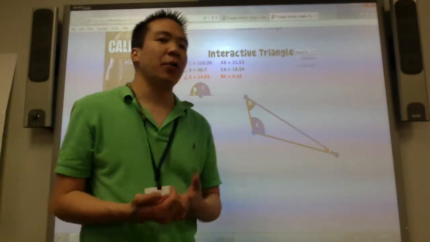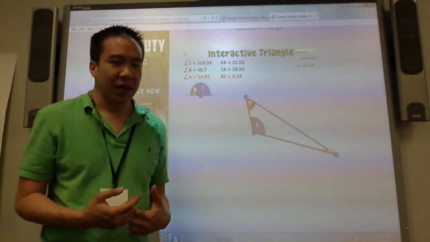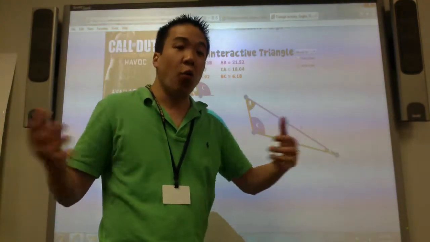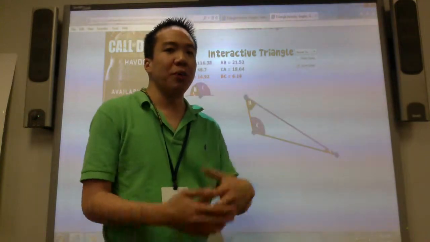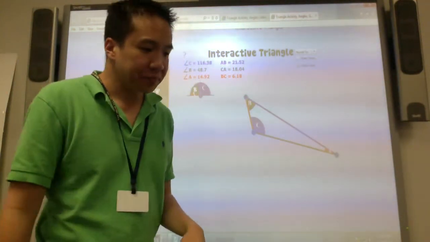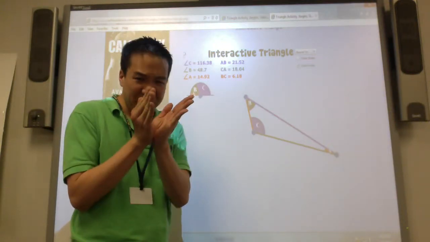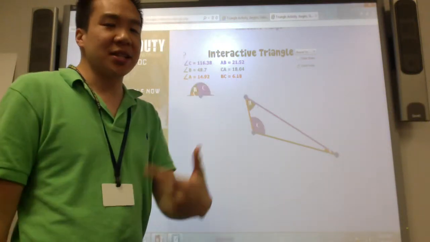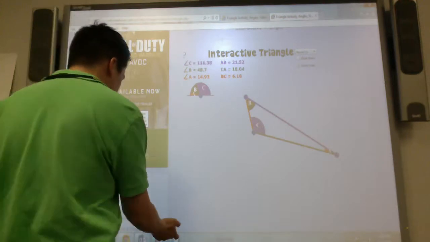So what can you tell me? What's your summary about this investigation? If the angle is very wide, the opposite side will be very long. If the angle is very narrow, the measurement is very small, then the opposite side would be very small.